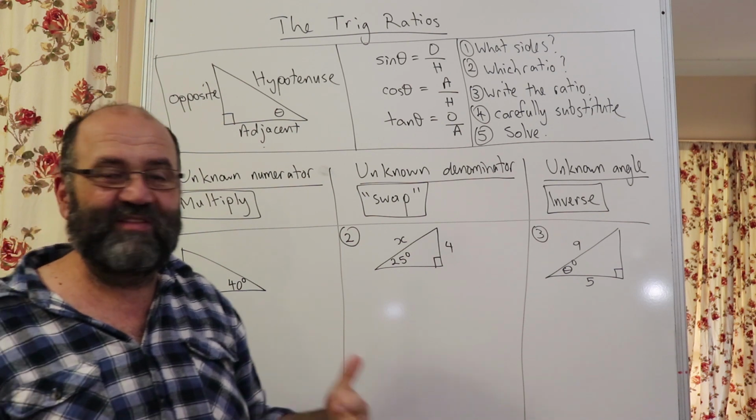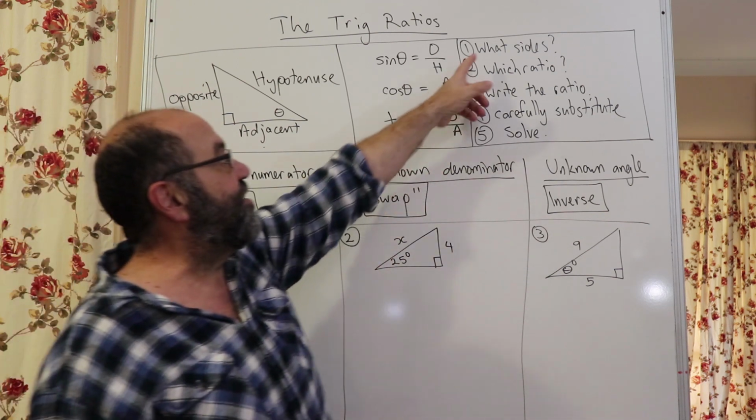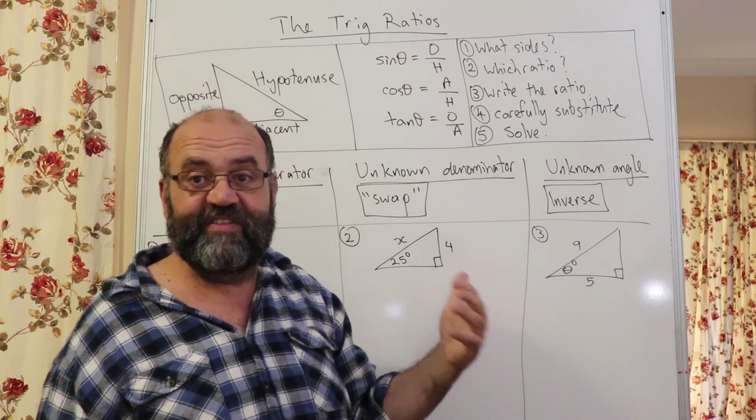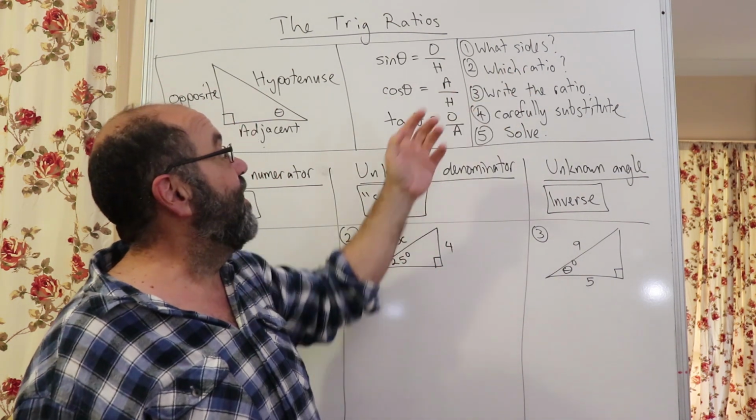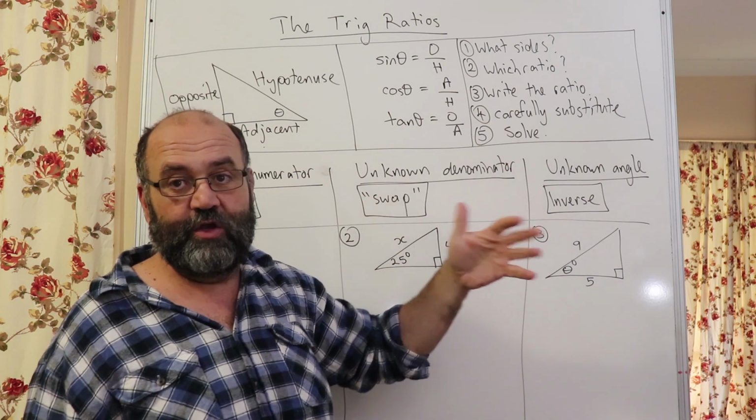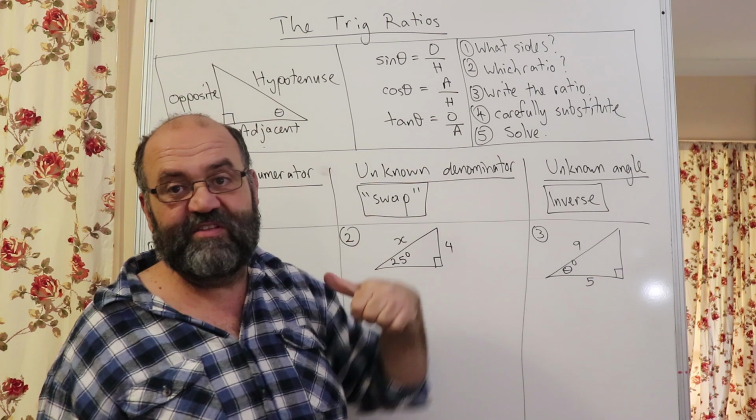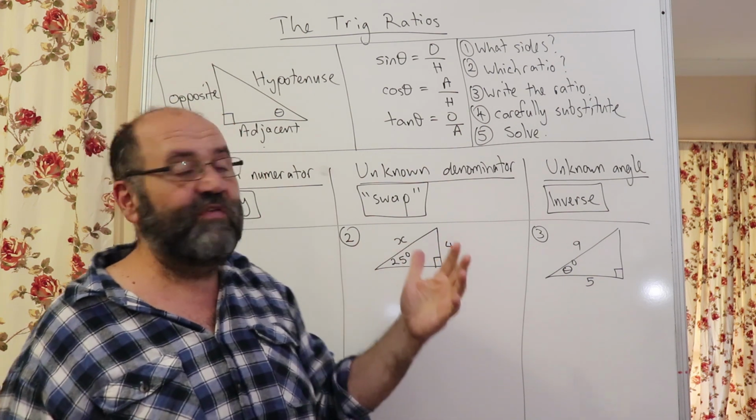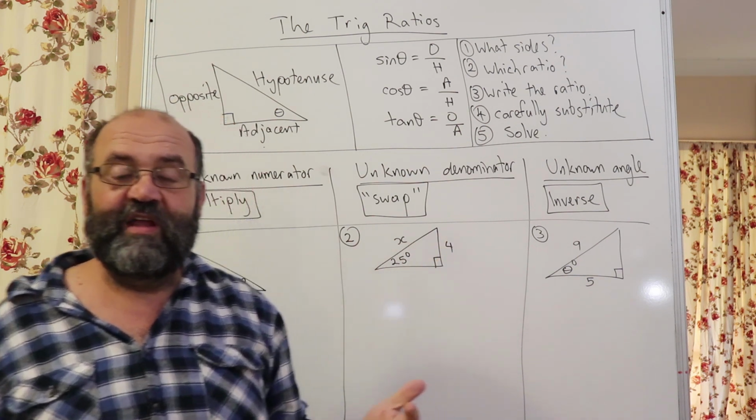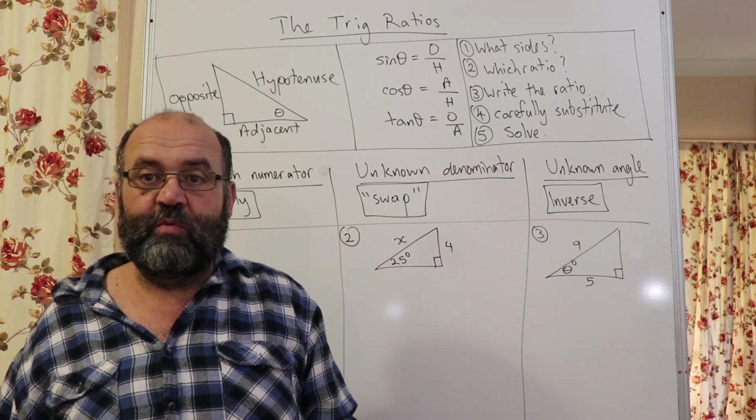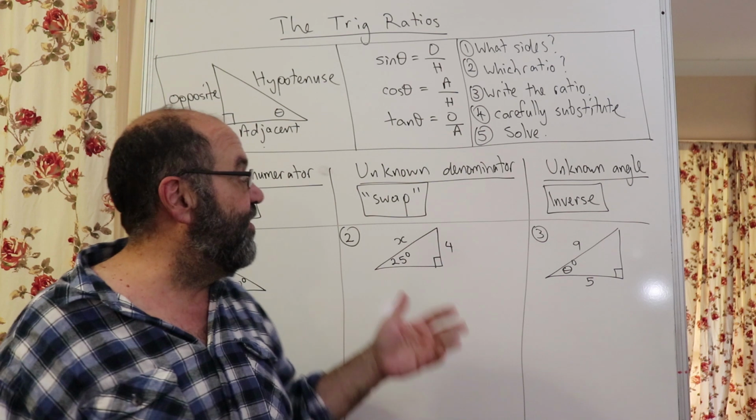Opposite and adjacent, we're talking about the tan ratio. So we ask ourselves what sides are involved, which ratio uses those sides, okay? And then we write down that ratio. Once we've written the ratio down, we carefully substitute. And then once we've carefully substituted, we solve.